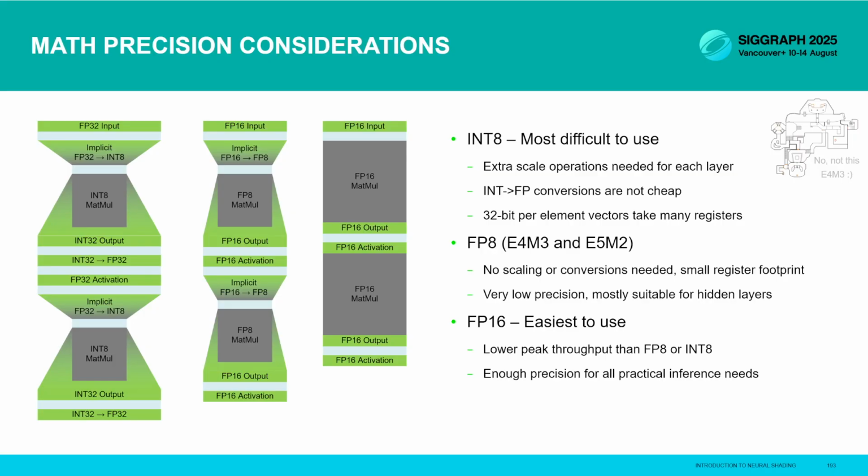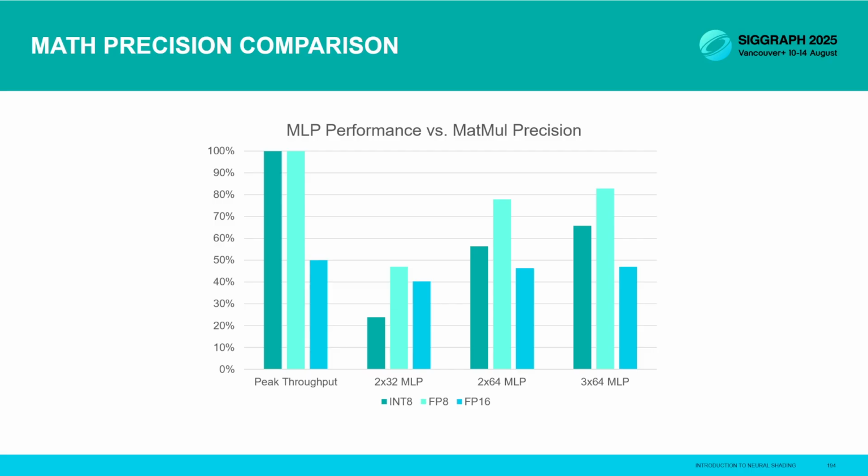Finally, 16-bit floating point is easiest to work with. There are no conversions necessary, and the precision is good enough in most cases. But the peak throughput of FP16 matrix multiplication is lower, making networks implemented in FP16 somewhat slower than those using int8 or FP8. Here is a comparison chart showing the relative performance of different sizes of MLPs with simple activation implemented using these three data types. As you can see, FP8 always wins in performance, but FP16 and int8 switch places when the complexity of the MLP increases.